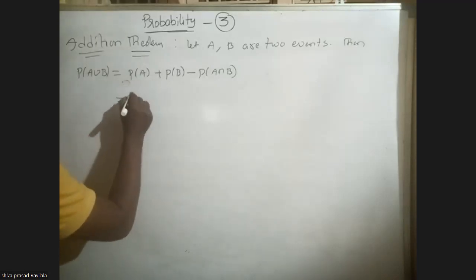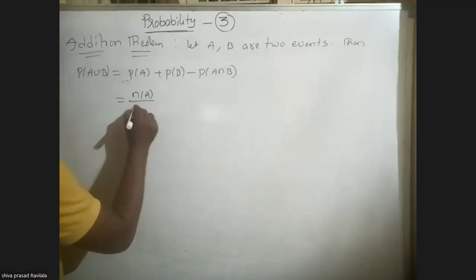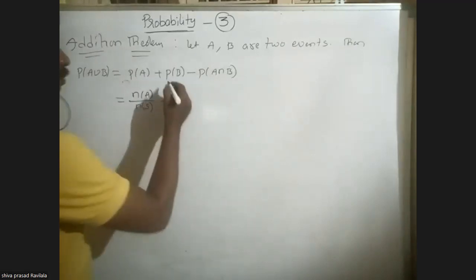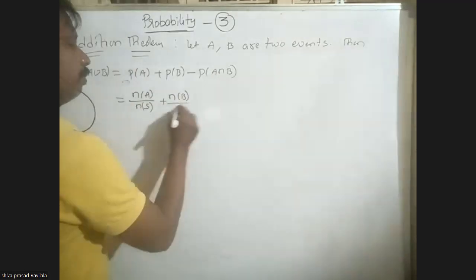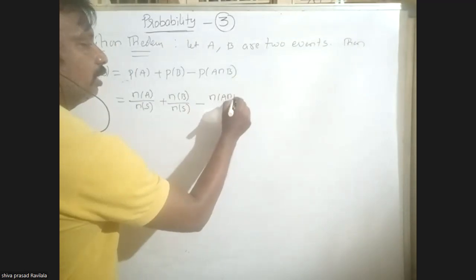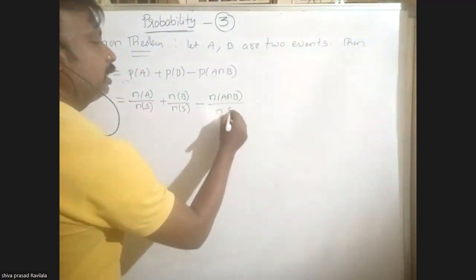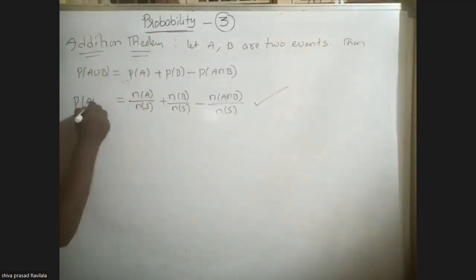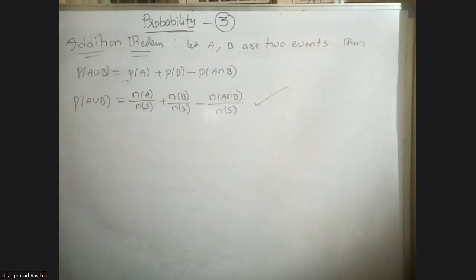Here the probability of A is equal to n of A by n of S, and the probability of B is equal to n of B by n of S. The probability of A intersection B is equal to n of A intersection B by n of S. We have to find all these and substitute. Intersection means common. That is the addition theorem for 2 events.